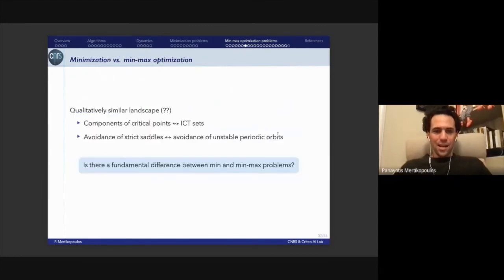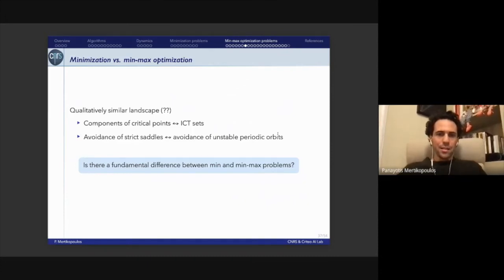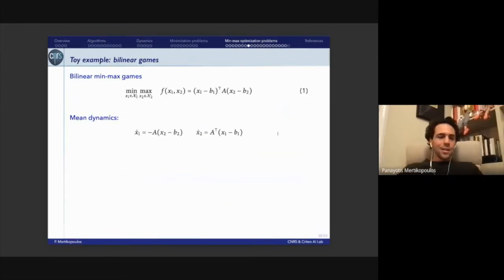So, here, I don't think that Kostis is in the audience, but he gave a talk about min-max optimization problems, and he explained exactly how different minimization and min-max optimization problems are from a white box complexity analysis viewpoint. So here I'm going to try to give a black box answer to this question. We'd better hope that it's the same, because otherwise I see Kostis getting angry. So, at long last, let's see what happens in bilinear games.